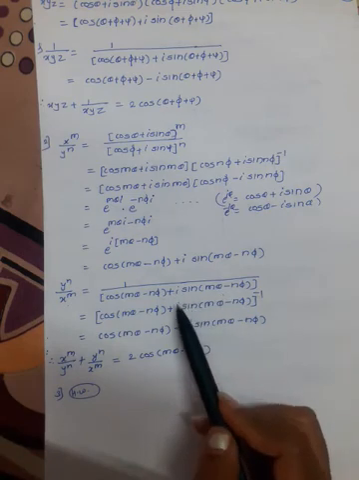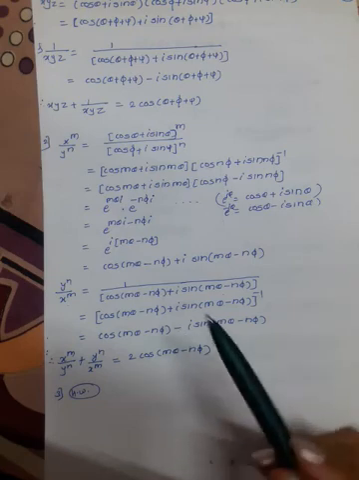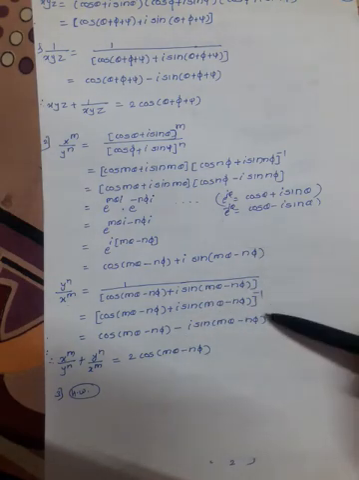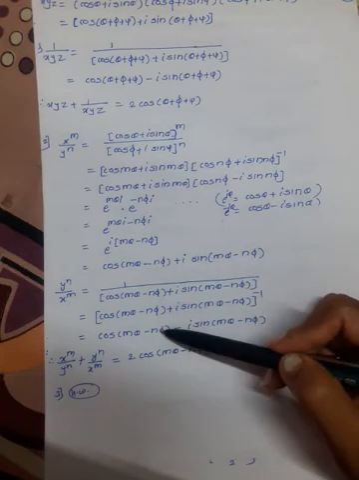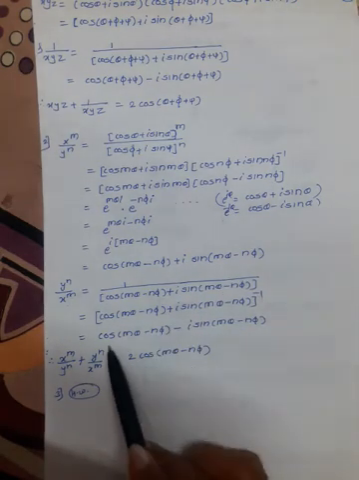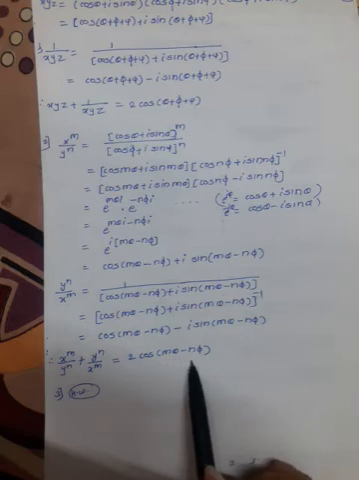Reverse means just the middle sign, instead of plus it becomes minus, that's it. Okay, now we have to add these two terms. If you observe these two terms, this is plus, this is minus, so it gets cancelled. This term is 2 times, that's why it becomes 2 times cos of (m theta plus n phi).